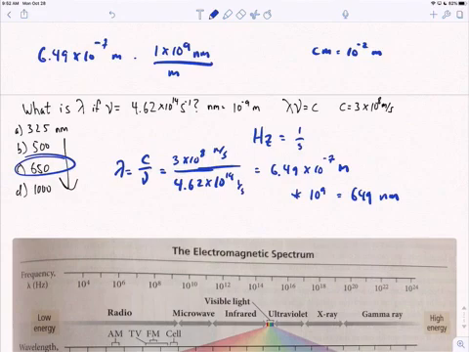So wavelength times frequency is speed of light, or wavelength is speed of light over frequency. Speed of light over frequency, get that number. And if you change it from meters to nanometers, multiply it by 1,000,000,000. Questions?